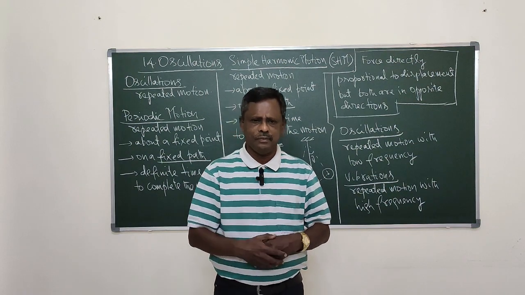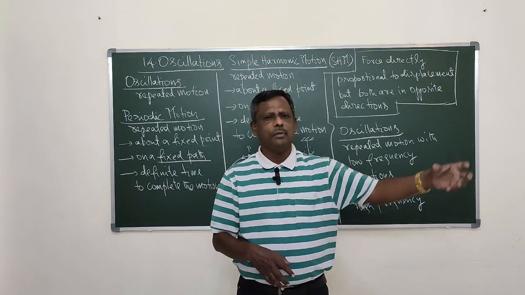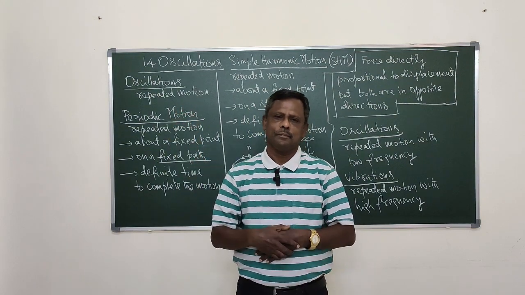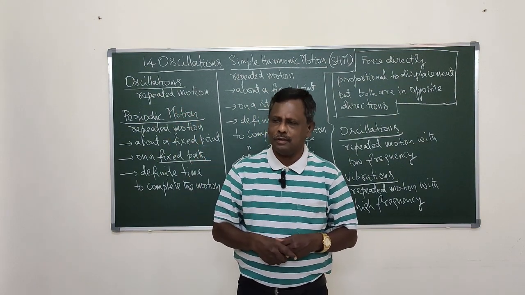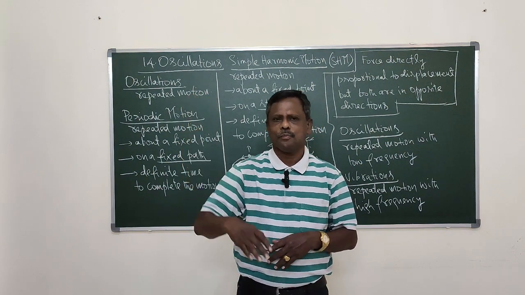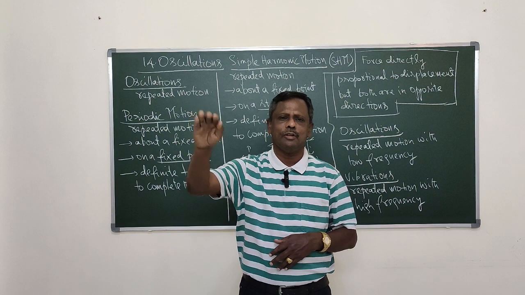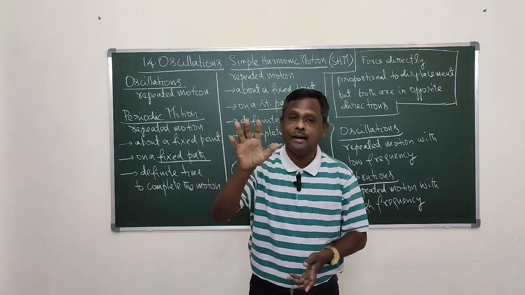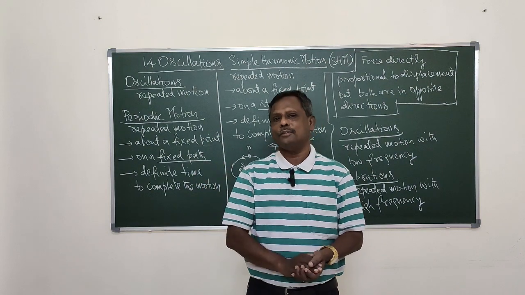I'll give an example. Suppose a bird flies and sits at the edge of the branch of a tree. At least in videos you might have seen, the bird oscillates on the branch. It moves gently up and down like this. It makes fewer oscillations in a given time. That motion we call oscillation.